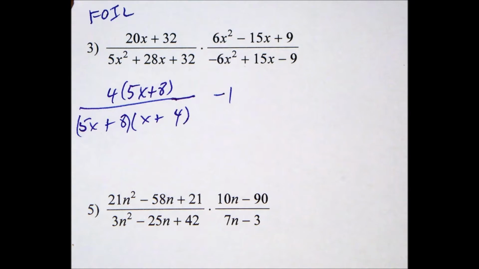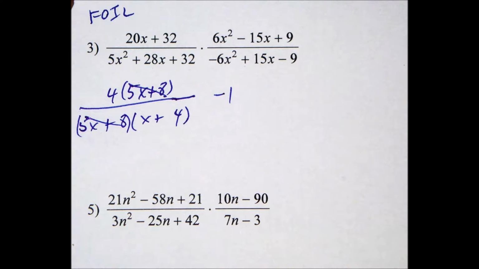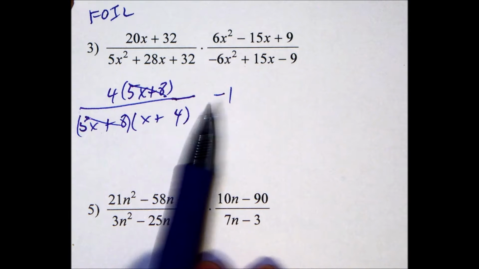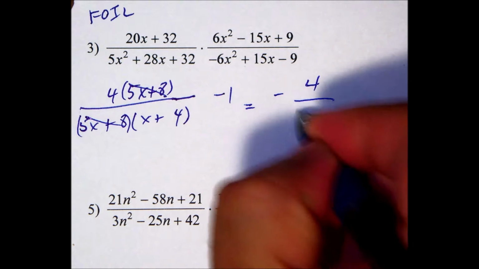Okay, so now these two reduce, 5x plus 8 and 5x plus 8. And remember, whenever it's a factor, it has to be identical. So the x plus 4 and the 4 do not cancel. Okay, so the only thing left is multiplying by -1. So the final answer is -4 over x plus 4.